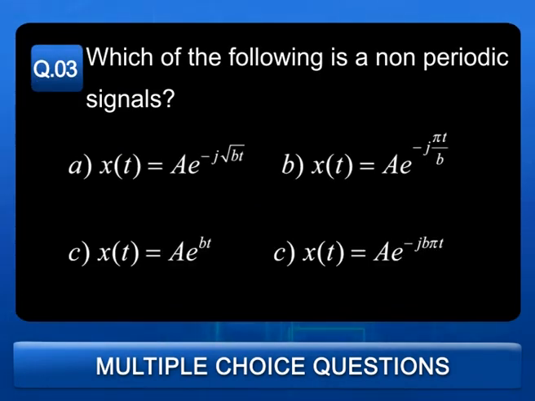Now let us look at question number 3. Which of the following is a non-periodic signal? Earlier we were talking about a periodic signal, and this time we are asking whether the following signals given are non-periodic in nature.